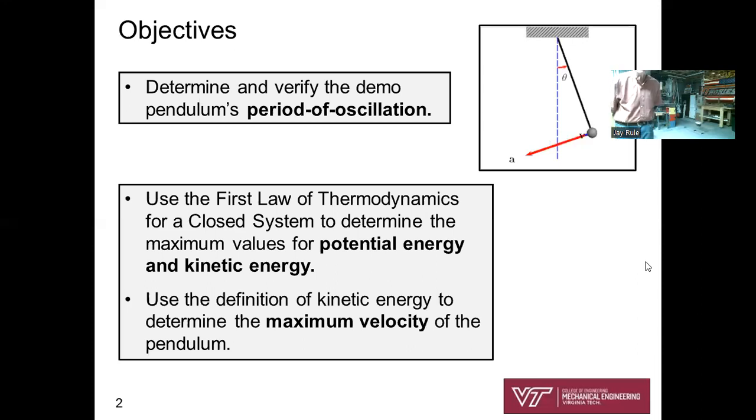So the objectives of this little demonstration are to determine and verify that we can both calculate and also measure the period of oscillation of this pendulum. Then we're going to use the first law for a closed system to determine the maximum values for potential energy and kinetic energy for this process. And we're going to be able to determine the maximum velocity.